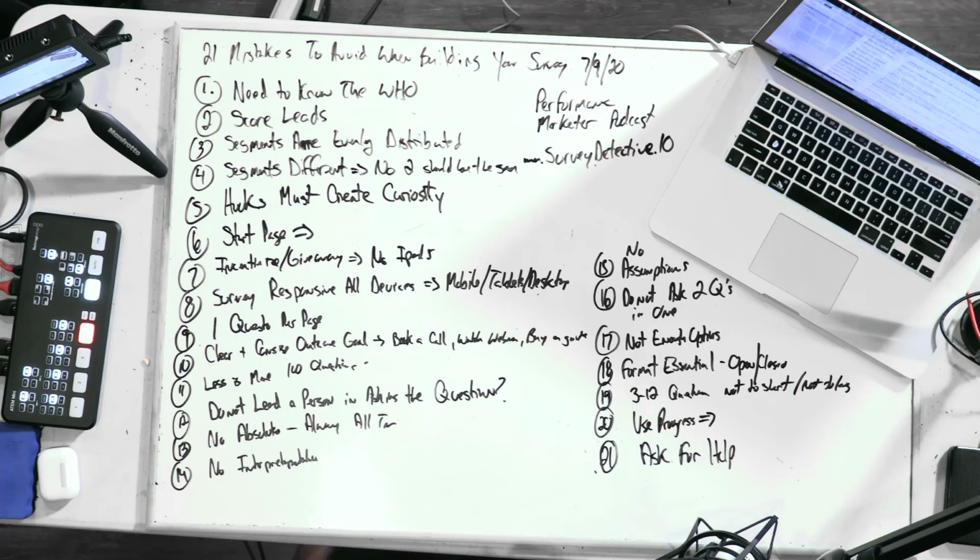So number 15, no assumptions. Do not assume anything. Don't assume anybody knows anything, knowledge, etc. Okay. Number 16, don't ask two things in one question. You want to break it up. Number 17, you do not give enough options. You need to make sure everything is covered. You need to make sure that there's an option for every person that takes this survey, to the point where if it's the complete opposite of what you're trying to accomplish, then it's no interest, or under 1 year, like I described earlier, things like that.